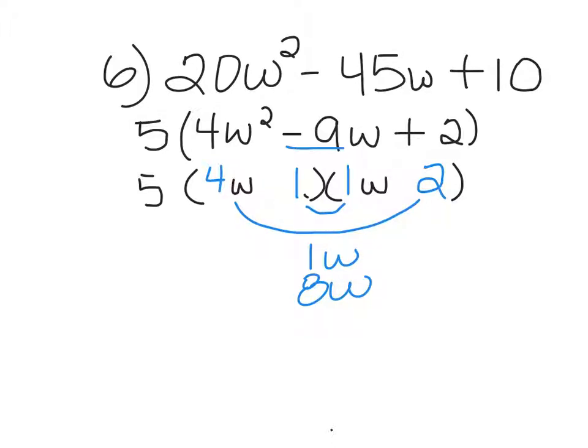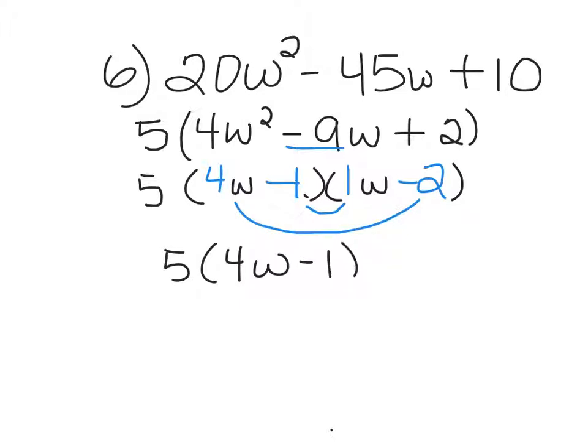So now I have to think about the signs. They have to combine to be negative 9. So if I put negative and negative, then negative 1 and negative 8 is negative 9. And negative 1 times negative 2 is positive 2. So my final answer is going to be 5 times (4w minus 1) times (w minus 2).